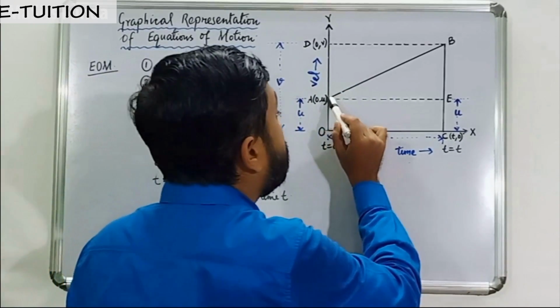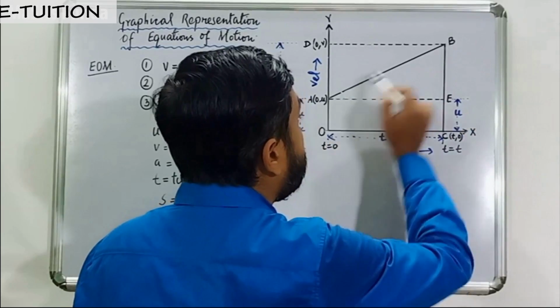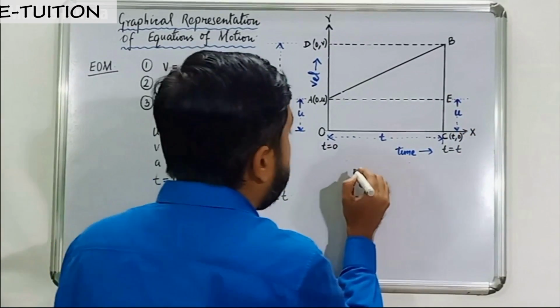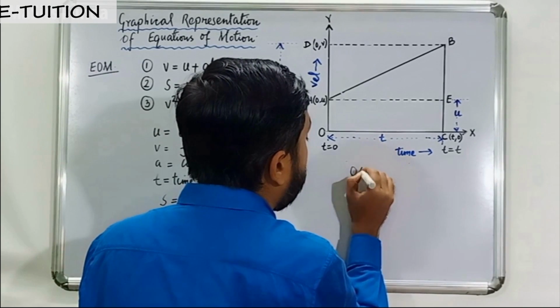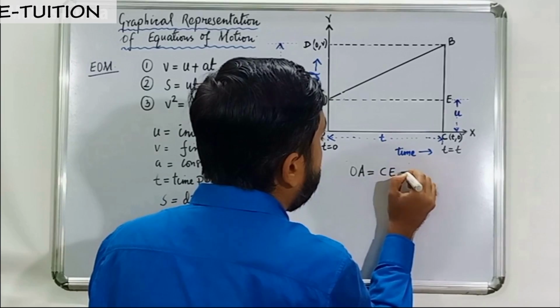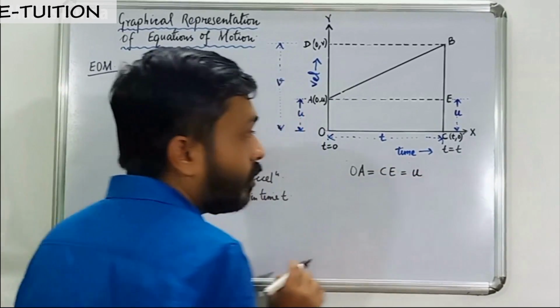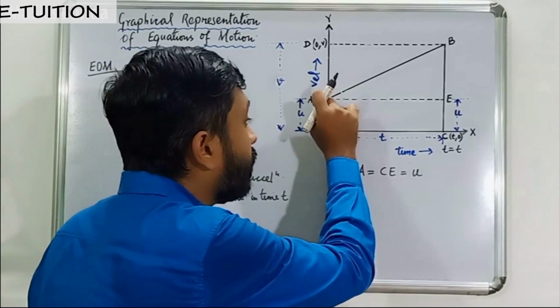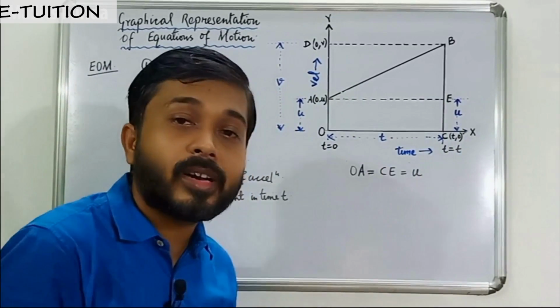So this is the graph AB. All you can see is this. A few things I need to write about this graph are: OA equal to CE equal to u. You can easily understand that this figure AOCE is nothing but a rectangle.